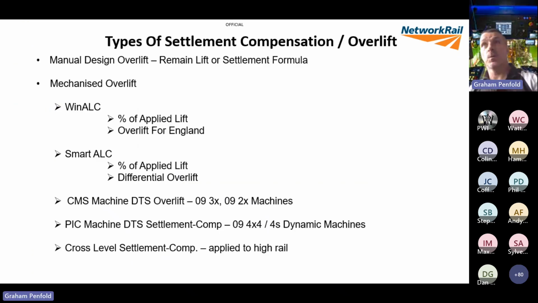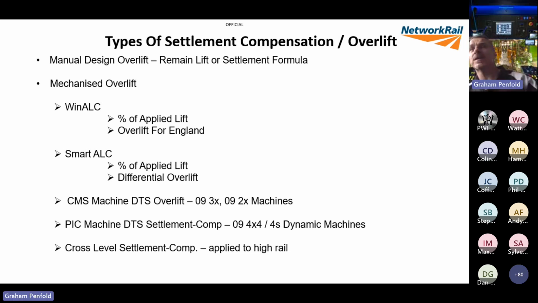So let's move on to types of overlift and settlement compensation. You can do a manual design where you can use one of those formulas. You can do a design and use that remaining lift formula to increase your lifts to allow for settlement, or you can err on the side of caution with that last graph I showed you, which underestimated settlement a bit, which would mean you wouldn't apply as much overlift on your design lift. So if you were lacking confidence, or just weren't quite sure, you could err on the side of that if you wanted to do manual design. But I'd definitely recommend using one of the mechanized overlift methods, which I'm going to explain now.